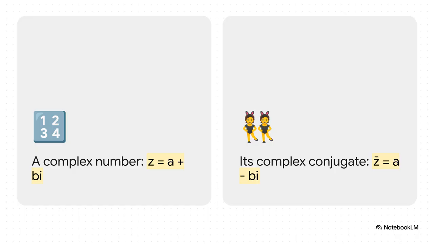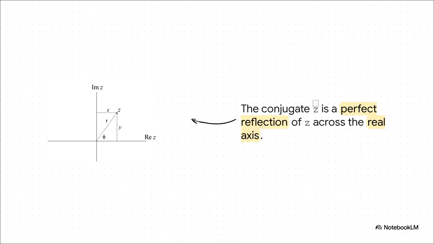And for that, let me introduce you to the hero of this part of the story, the complex conjugate. It sounds fancy, but it's so simple. For any number a plus bi, its conjugate is just a minus bi. That's it. You just flip the sign on the imaginary part. And this image shows you exactly what's going on. The conjugate is just the number's perfect mirror image, reflected across that real horizontal axis. Same real part, but the imaginary part is flipped upside down.